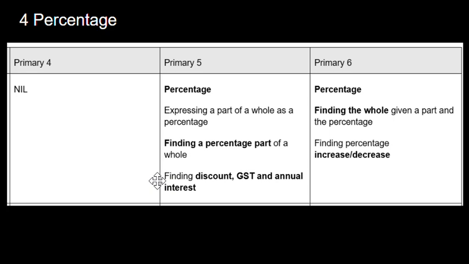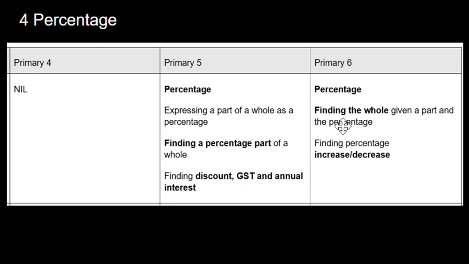They also learn about GST as well as calculation of annual interest as well as discount. So when it says that a pair of shoes costs $100 and there's a discount of 10%, then you know that the shoes will actually cost only $90. Okay. By P6 it's actually the other way around.